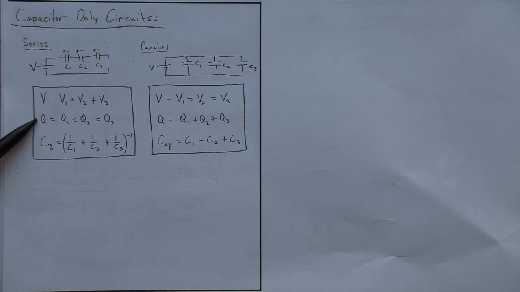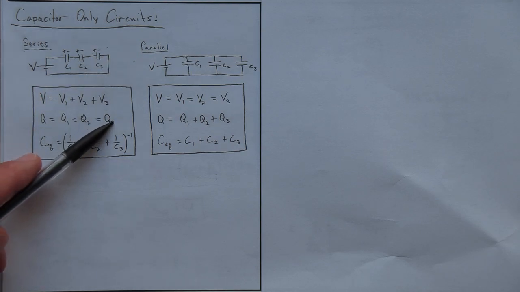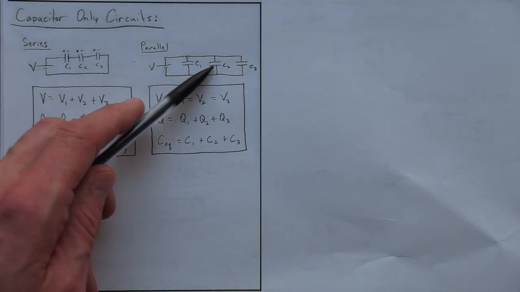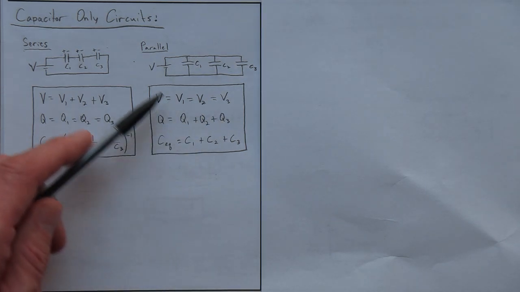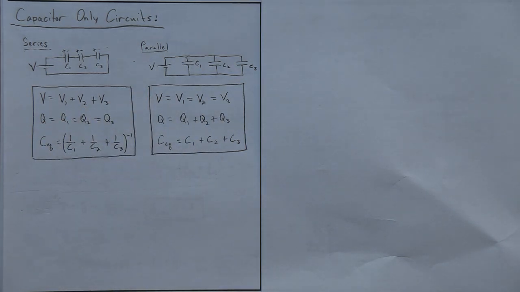The current equations become charge equations. Whatever charge comes out of the battery and eventually reaches equilibrium, every capacitor has the same amount of charge. Whereas in parallel, whatever charge is stored in these capacitors, you add those charges up to get the total charge that came out of the battery.